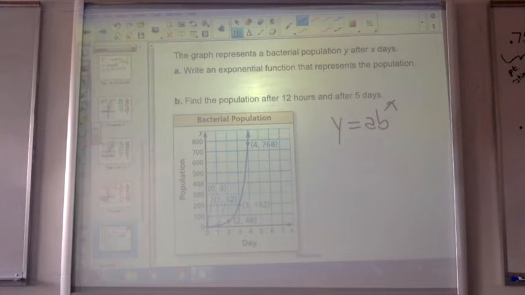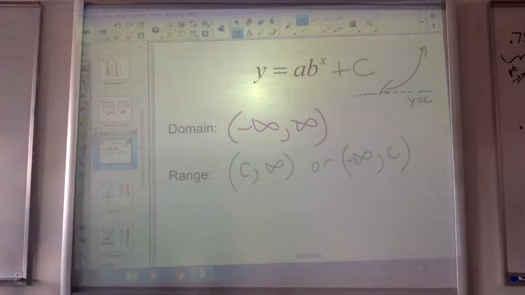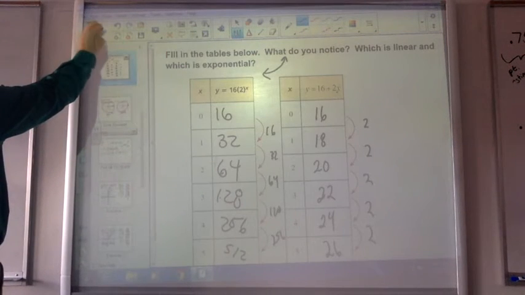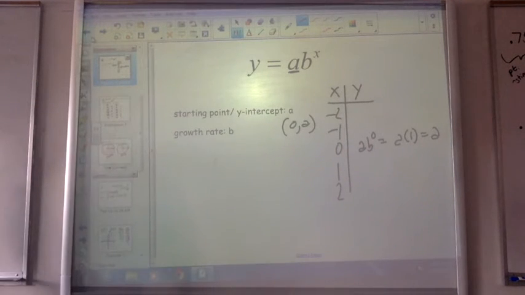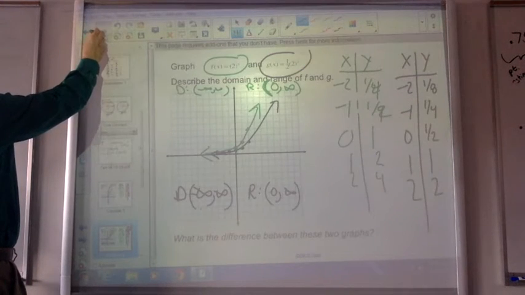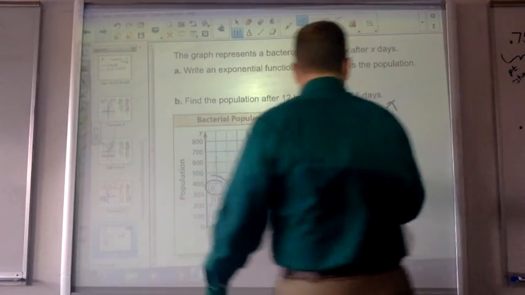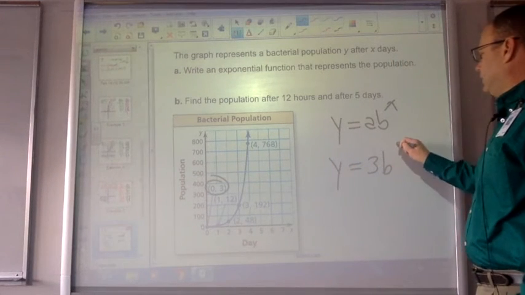Where does it cross the y-axis? At 0, 3. So it's at 3 in the y direction. Okay, so let's use that. Let's go back to the beginning. So remember we talked about 0, a, where a is our a value. So we're going to look at that on our last graph. What is my a value? That's where it crosses the y-axis. Great, good. So far I know y equals 3b to the x.